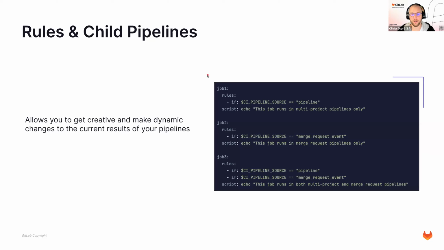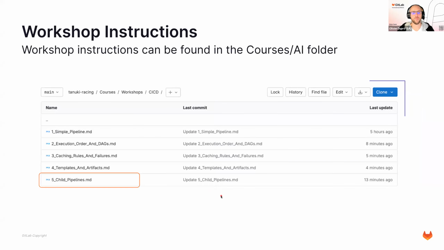All right. So here, what we are doing is job one will echo that it runs in a child pipeline. Job two will run only on the main pipeline, and job three will run in both the main pipeline and the triggered pipeline downstream. Okay, you know the basics of the child pipelines. So let's move on and follow the instructions in this last lab that we're going to run together.